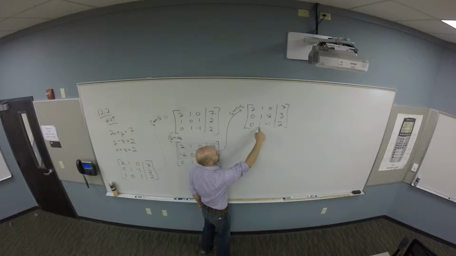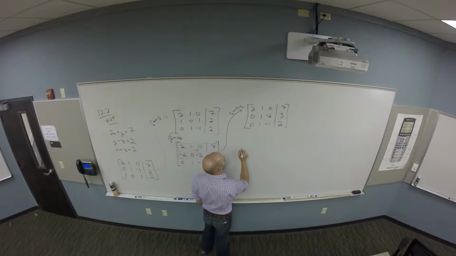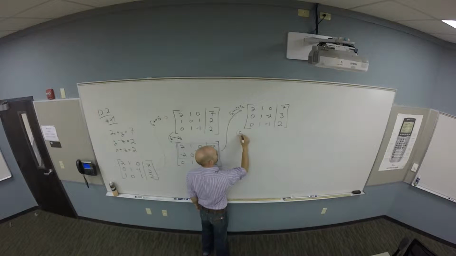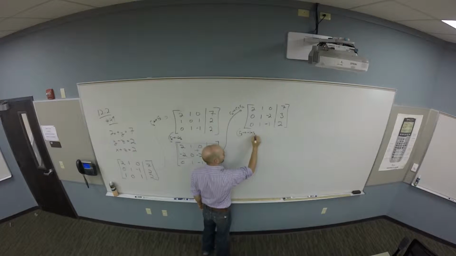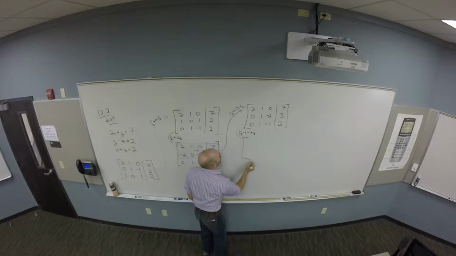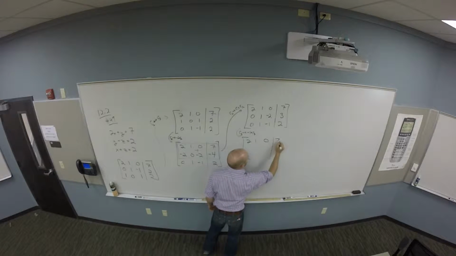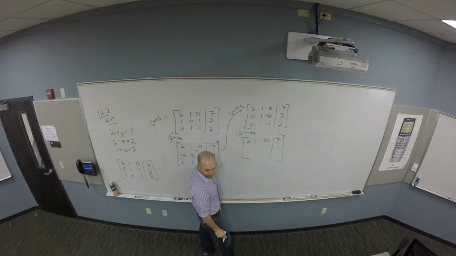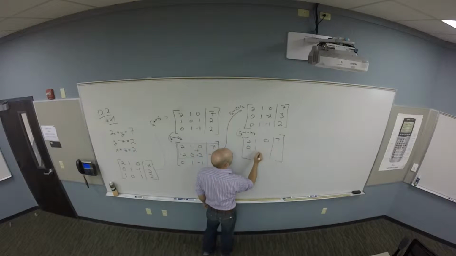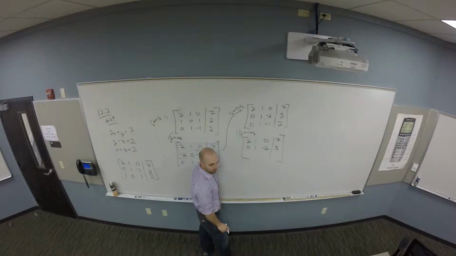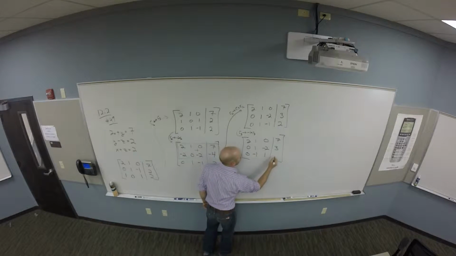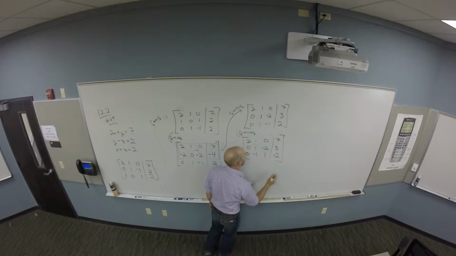So how would I get a 0 right here? Yeah, you could multiply by -1 and then add, right? Okay, so let me take row 3 and turn it into minus row 3. Okay, so I got 2, 1, 0, 7. And what's your middle row? Same. 0, 1, -2, 3. And your last row is now going to be 0, -1, 1, -2. Perfect.